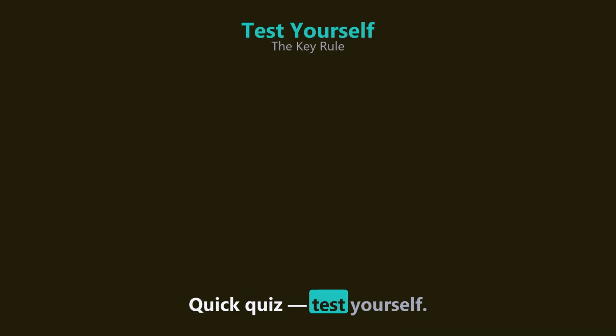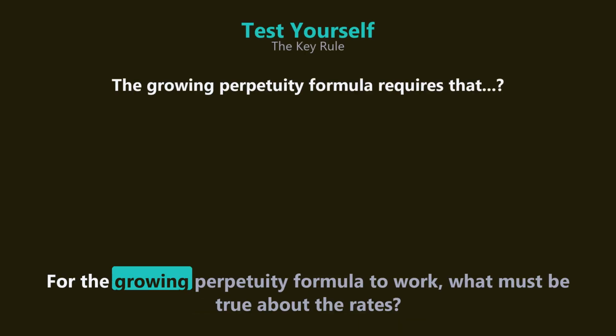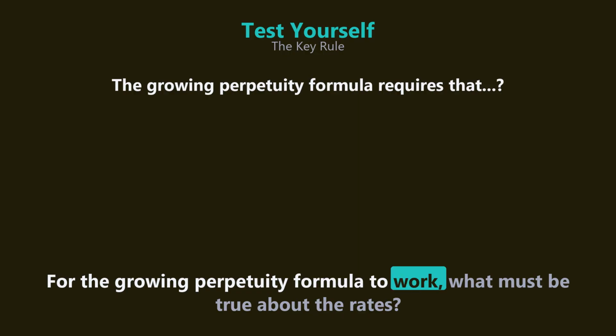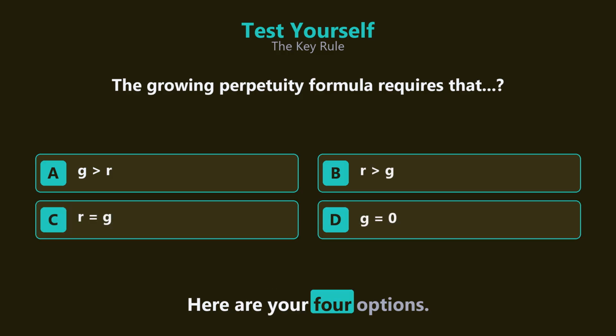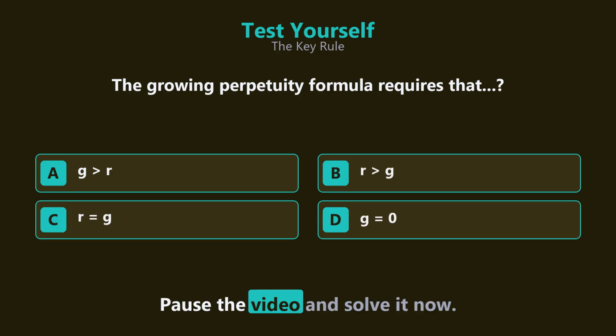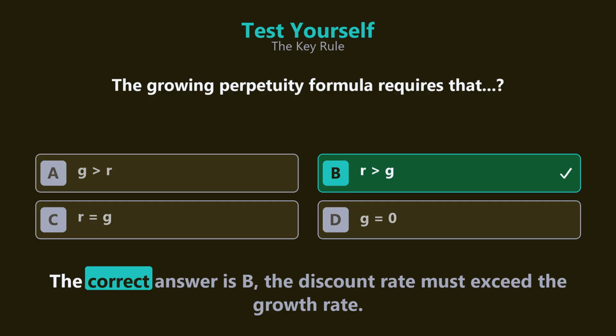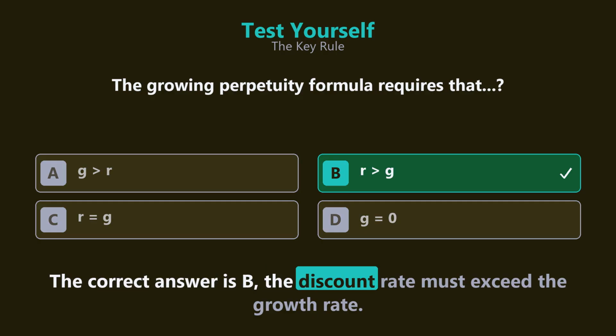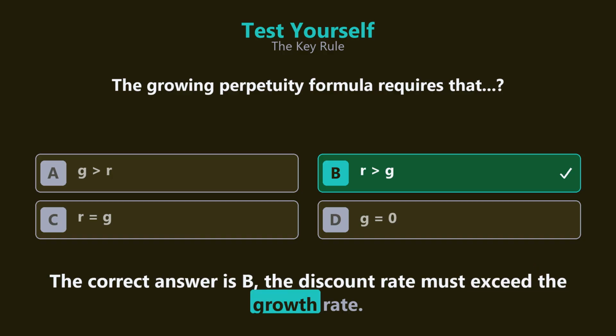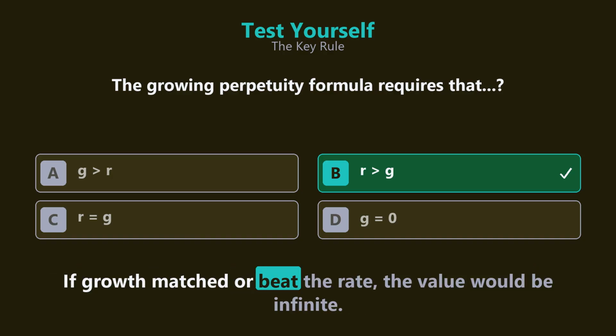Quick quiz, test yourself. For the growing perpetuity formula to work, what must be true about the rates? Here are your 4 options. Pause the video and solve it now. The correct answer is B, the discount rate must exceed the growth rate. If growth matched or beat the rate, the value would be infinite.